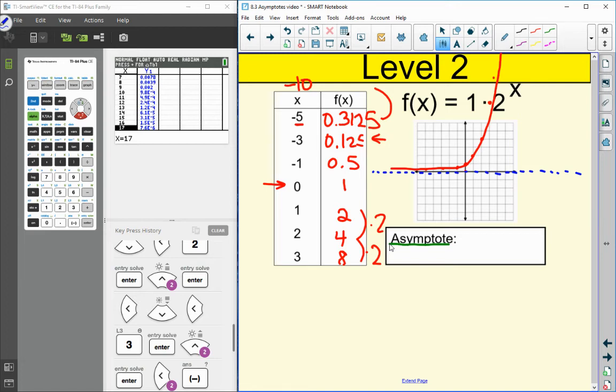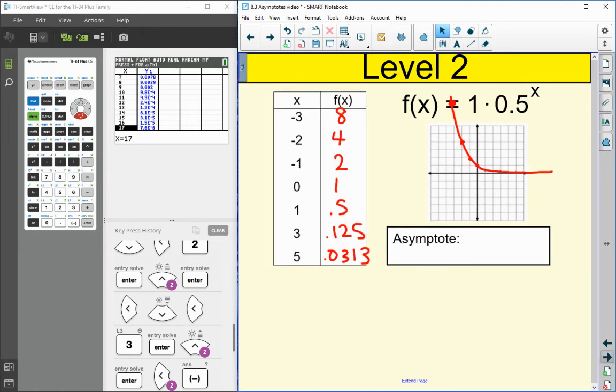That is my asymptote. So what we're going to do is write down the equation of our asymptote. Well, we just did this a minute ago. What is the equation of that line? We're going to use f of x instead of y. So it's f of x equals, where is that? It is at 0. So your equation will get close to it, but will never, ever cross it.